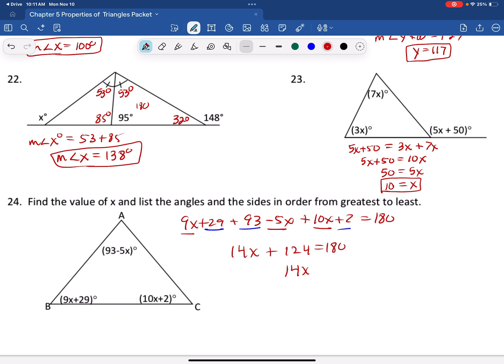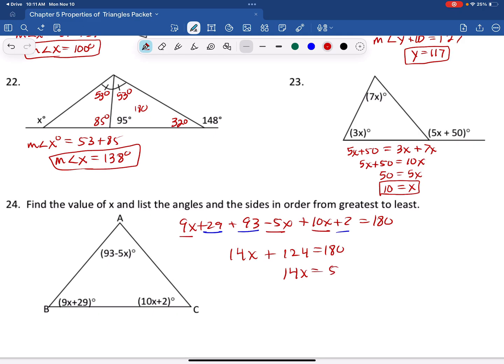So 14x is equal to 180 minus 124, which is 56. And so that means that divide that by 14. So x is 4. Okay, and then we're going to go 9 times 4 is 36 plus 29. So this is 65 degrees. 93 minus 5 times 4 is 73 degrees. And 10 times 4 is 40 plus 2 is 42 degrees.